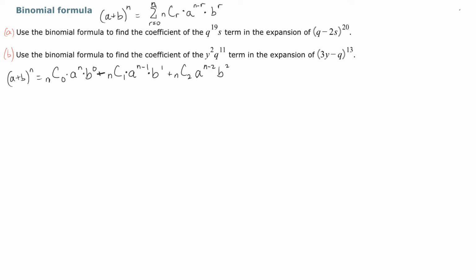Plus dot, dot, dot, some terms in between, plus n choose n minus 1 times a to the what here? N minus 1 times b times n choose n, which I know is 1. Oops, I meant to say plus. And then a to the 0 power, and then b to the n.